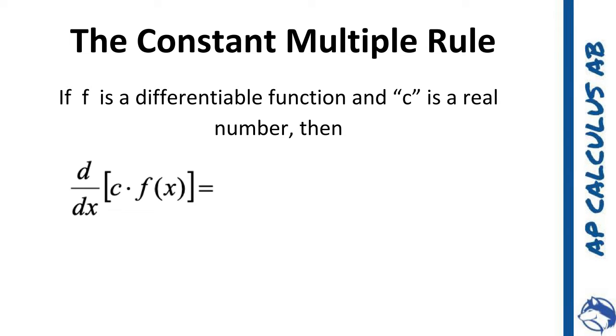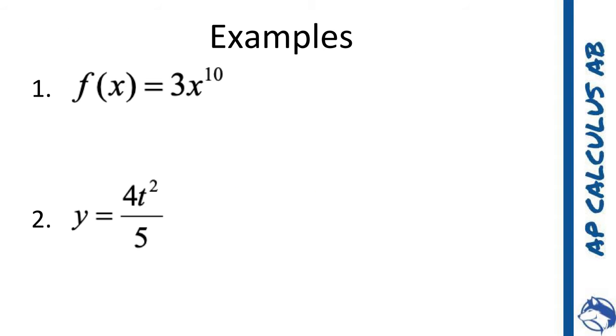Alright, so we've got the constant multiple rule here. If f is a differentiable function and c is a real number, then if I take the derivative of some c times f of x, I'm going to be left with c times f prime of x. So basically that constant is just going to stay right out in front there, and it's still going to be multiplied. It doesn't go anywhere.